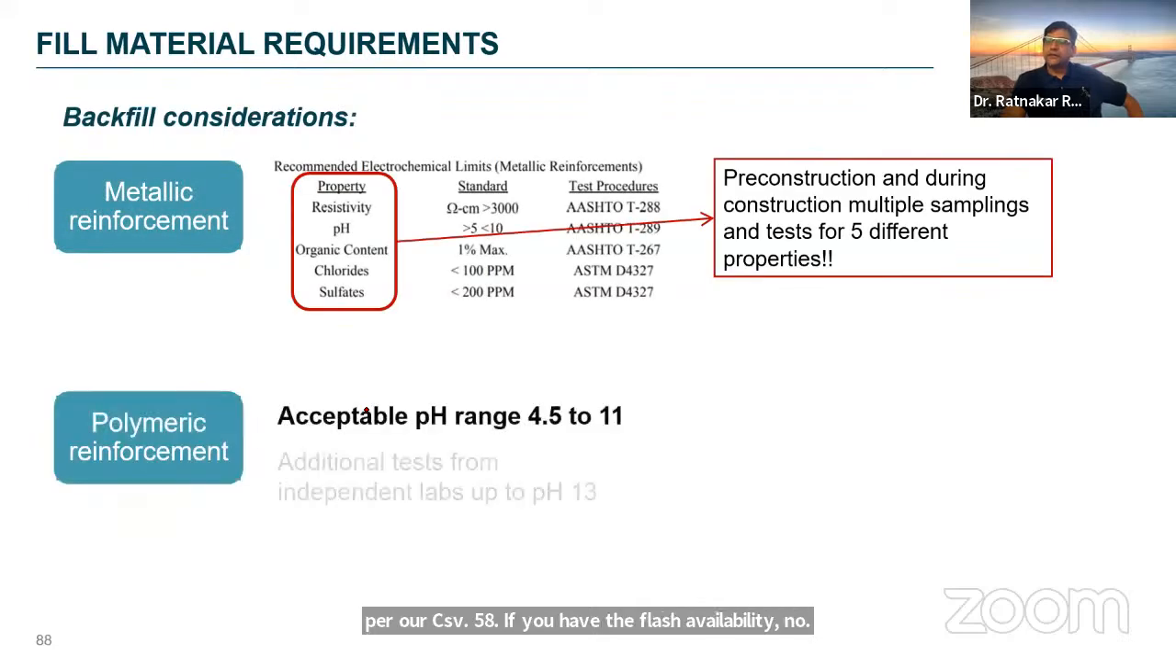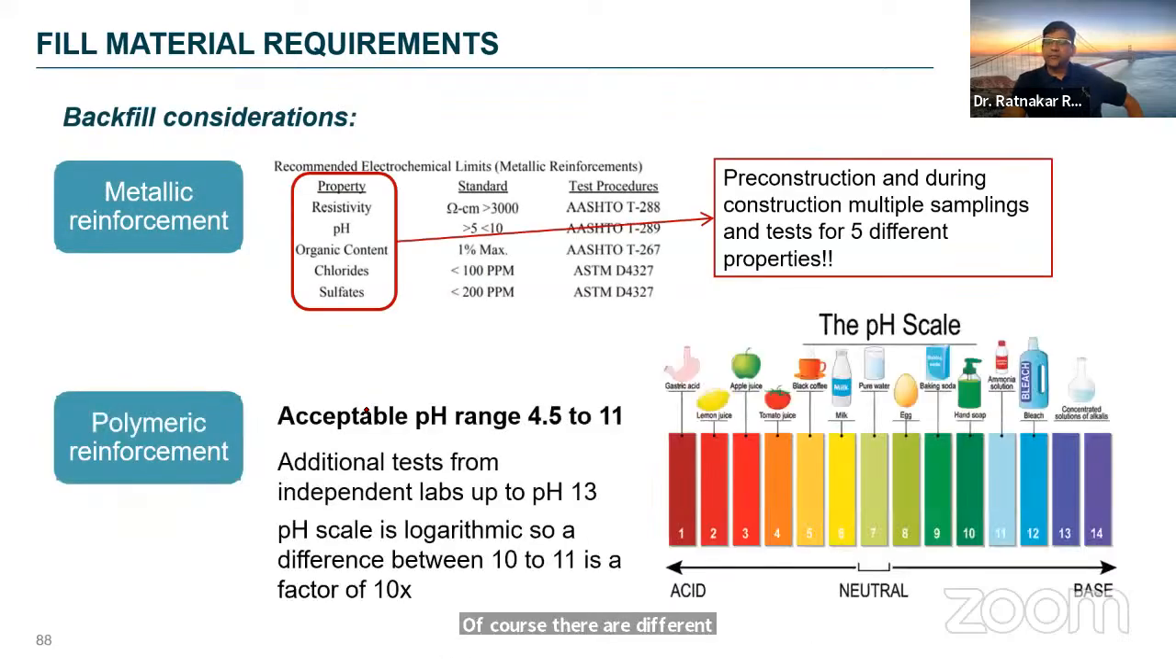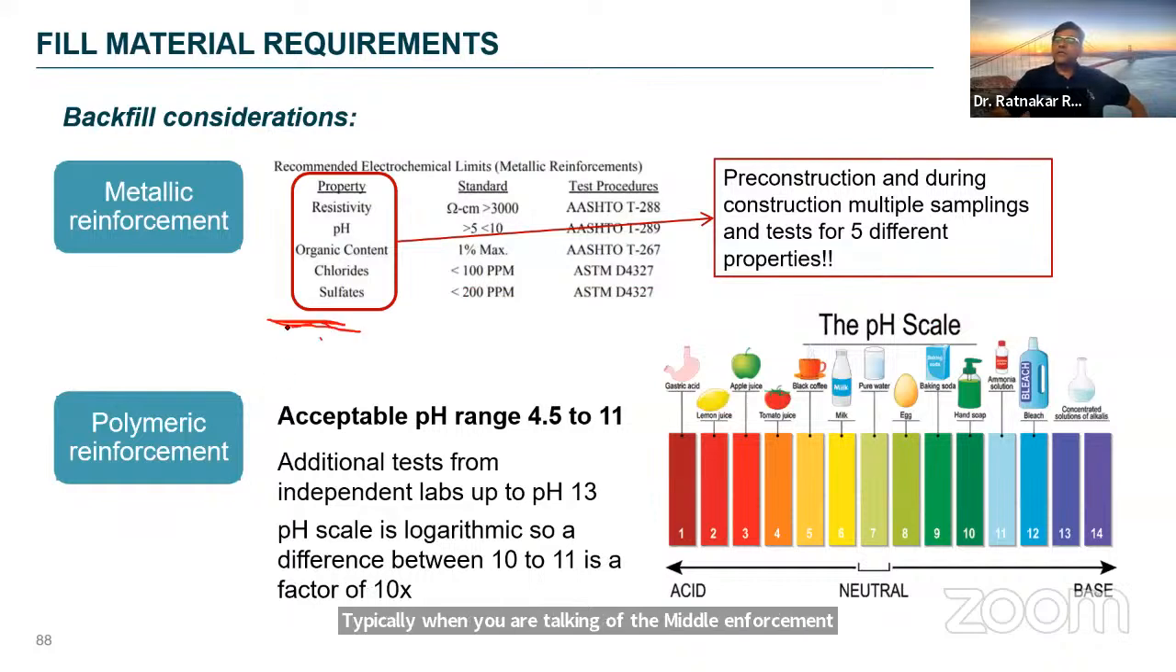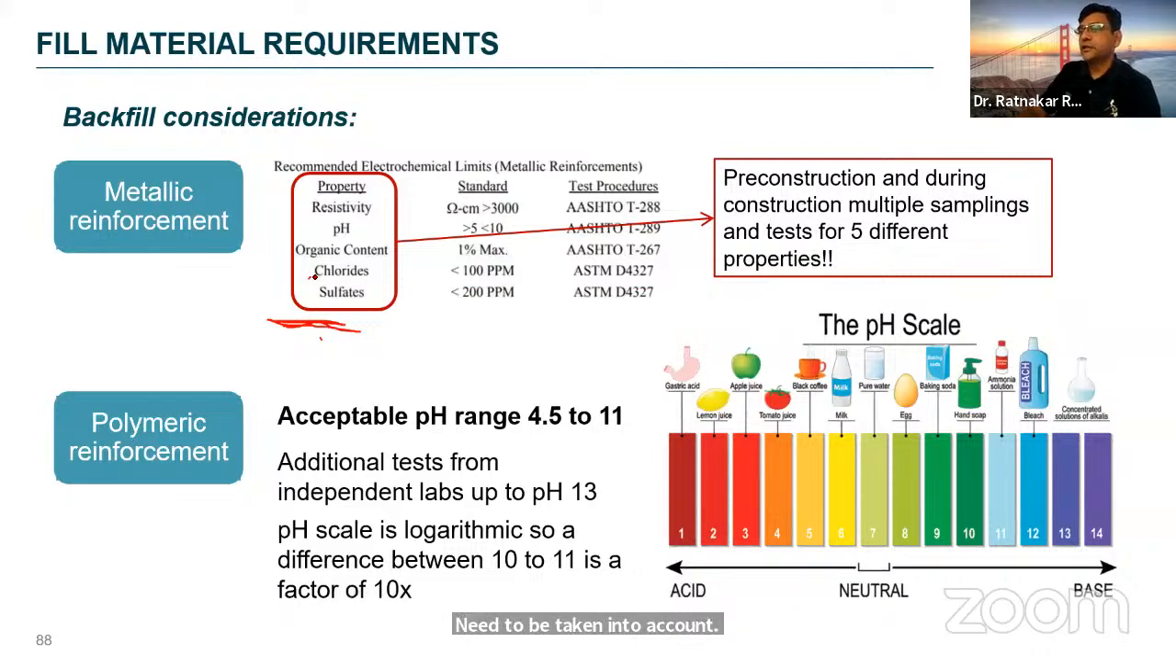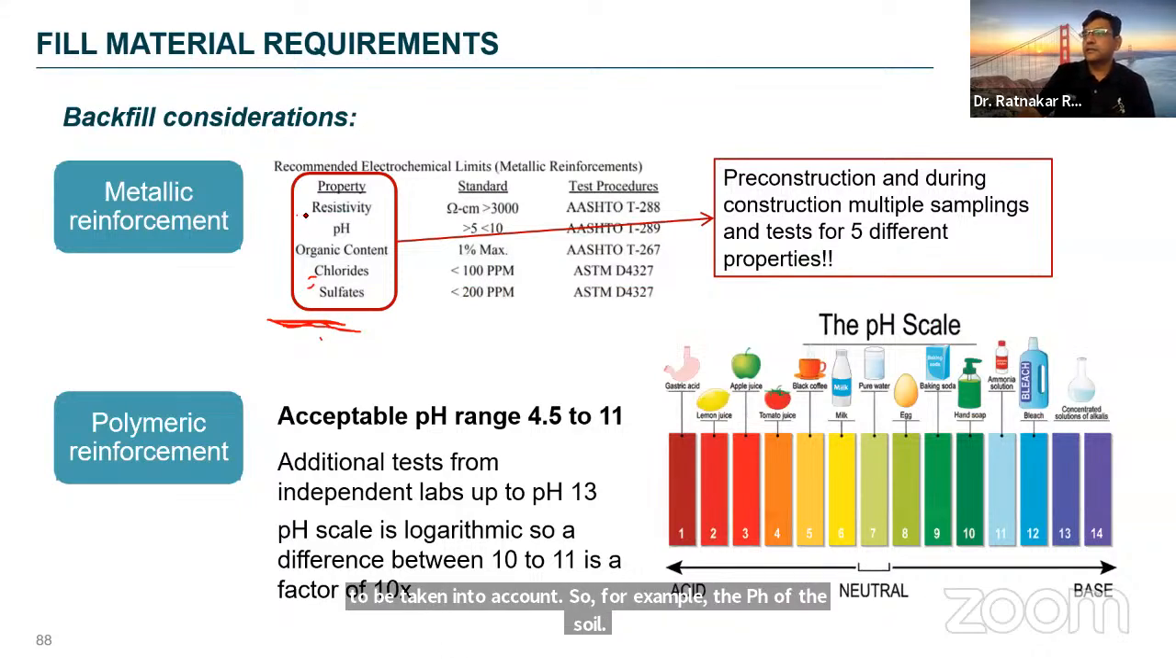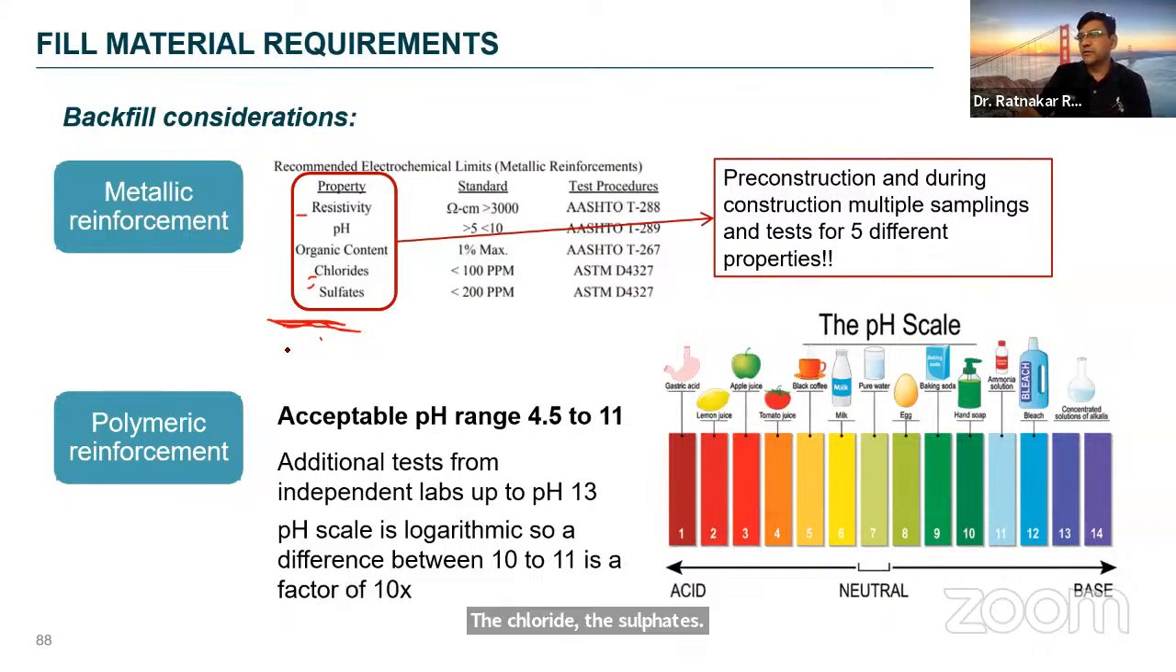Of course, there are different considerations for metallic and polymeric reinforcement, specifically for the backfill. Typically, when you are talking of metallic reinforcement, the factors which can contribute to the corrosion of the reinforcement need to be taken into account. So, for example, the pH of the soil, the chloride, the sulfates, the resistivity need to be followed. I will not go into all these figures, but you can refer to them in the standard.